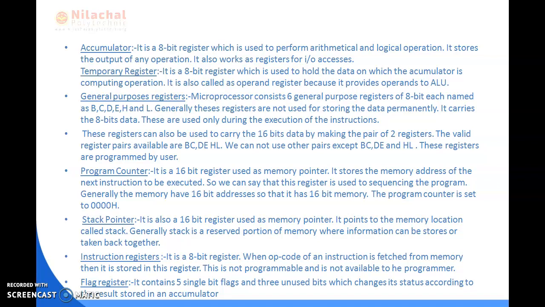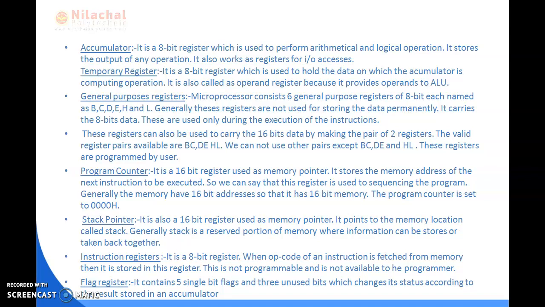So, W and Z registers are temporary registers. These registers are used to hold 8-bit data during the execution of some instructions. Then come to general purpose registers. The microprocessor consists of 6 general purpose registers of 8 bits each, named as B, C, D, E, H and L. Generally these registers are not used for storing data permanently. They carry the 8-bit data.